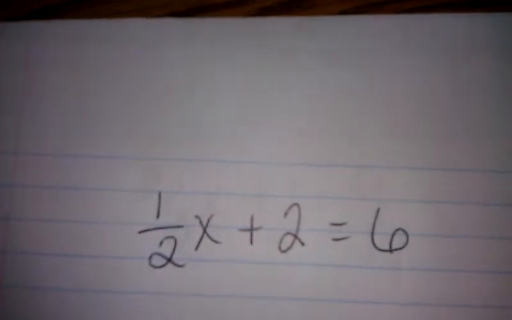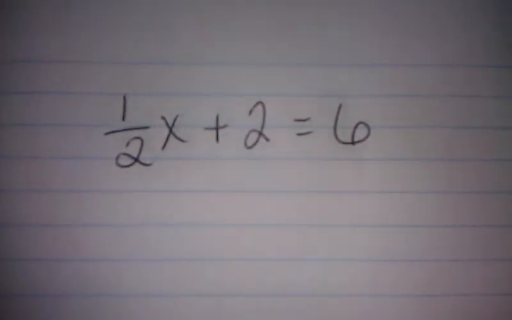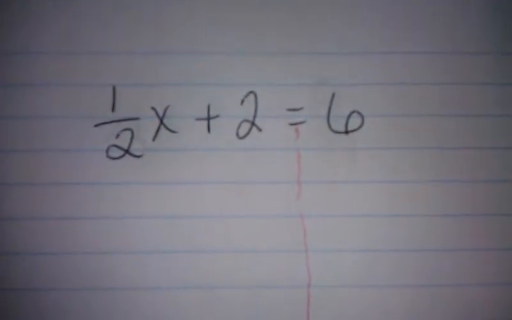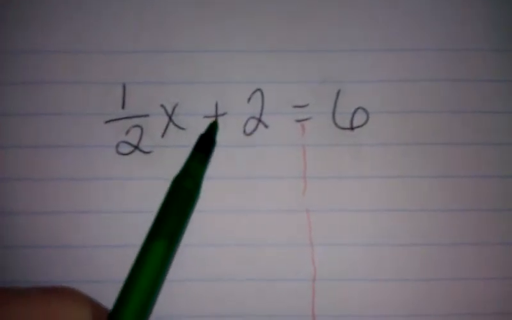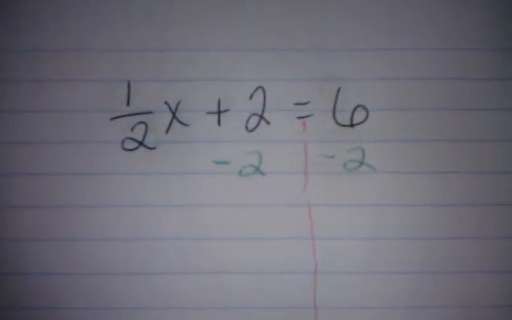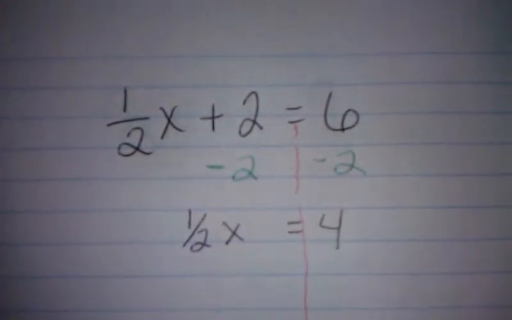Here's the next one. We have just a few more to do. Okay, I'm going to draw my dotted line. The first thing, it says 1/2 x plus 2 equals 6. Move the 2 to the other side. I'm going to subtract 2 from each side. I get 1/2 x equals 4.